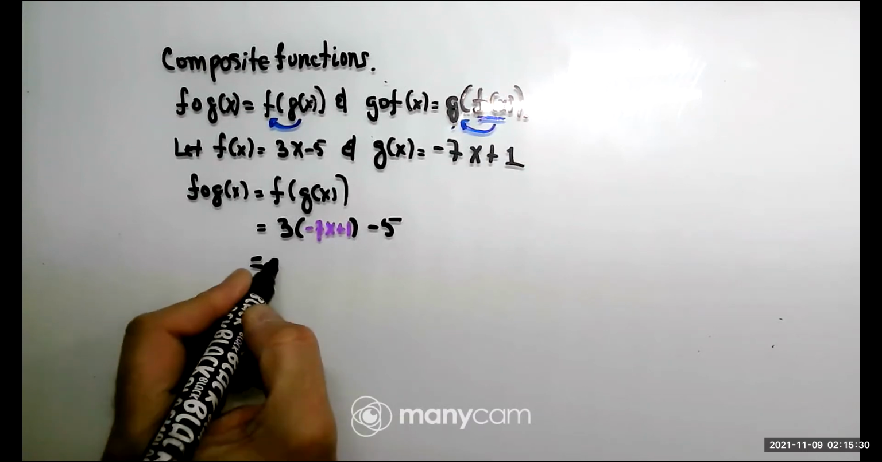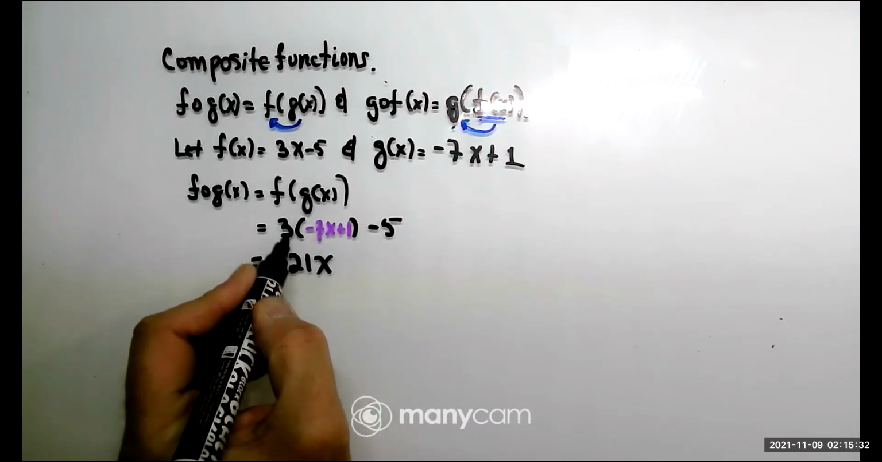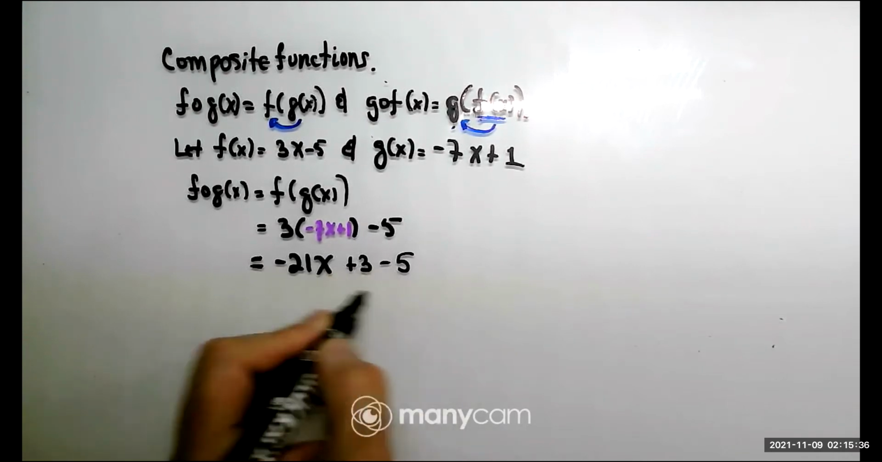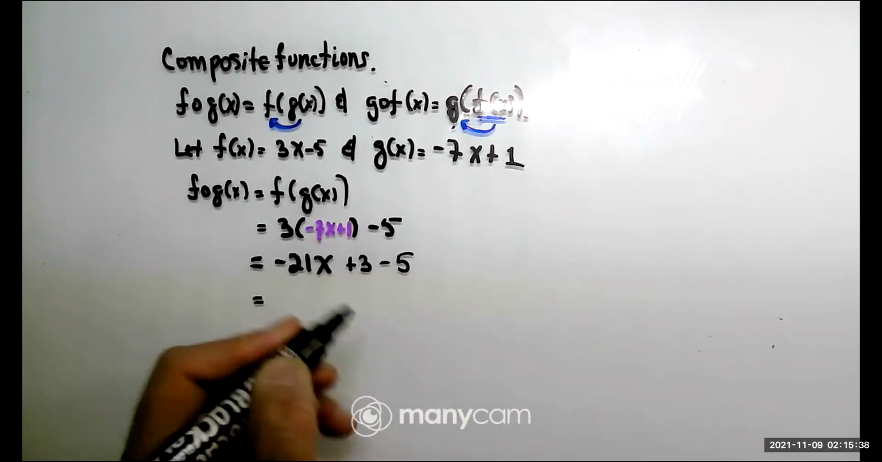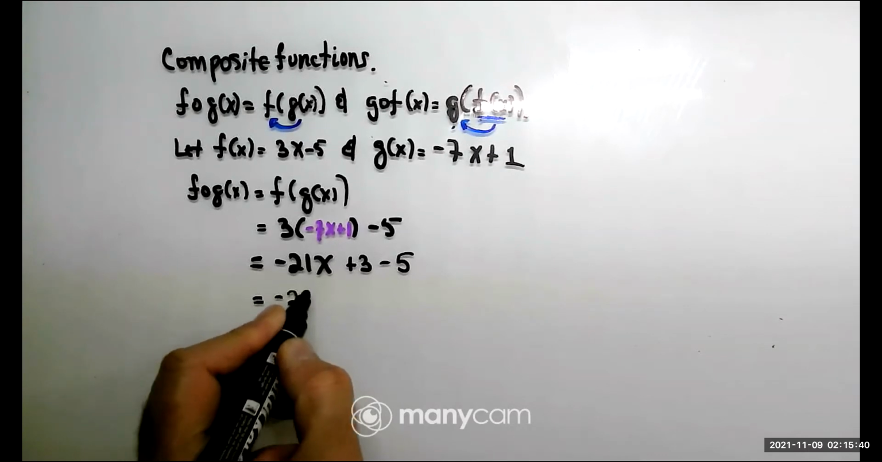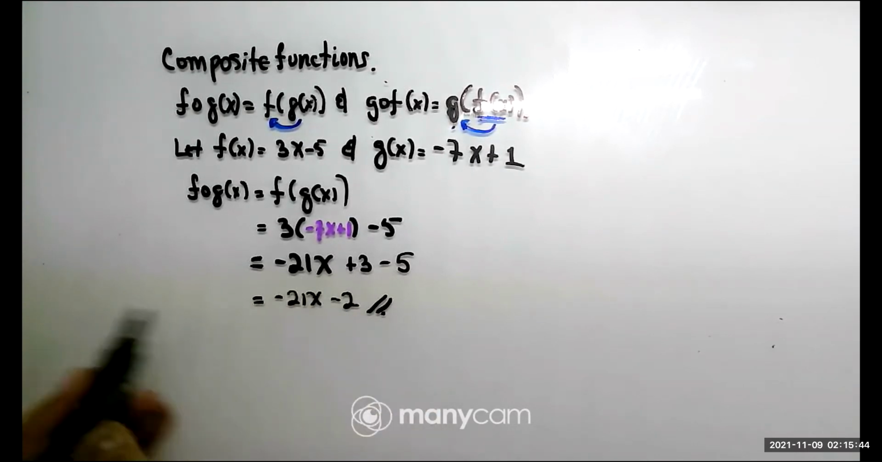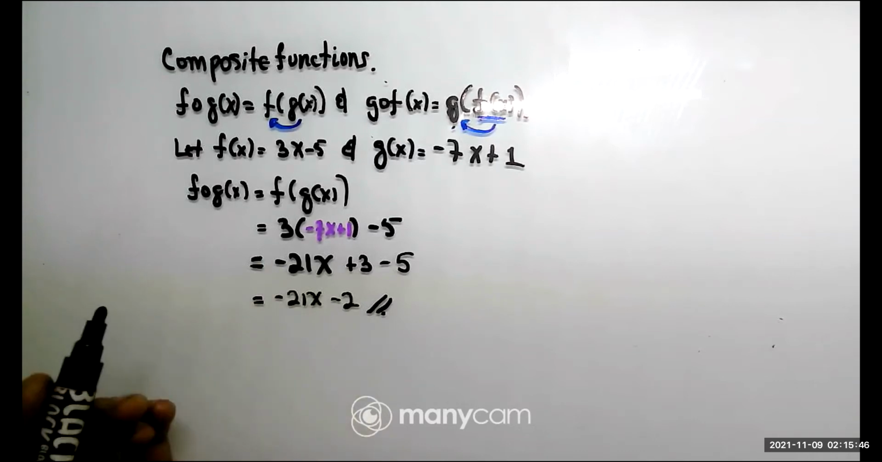3 times negative 7, of course, is negative 21x. 3 times 1 will be plus 3, minus 5. And now we can just combine any like terms. So negative 21x minus 2, and we are done. Don't do anything else. This is it.